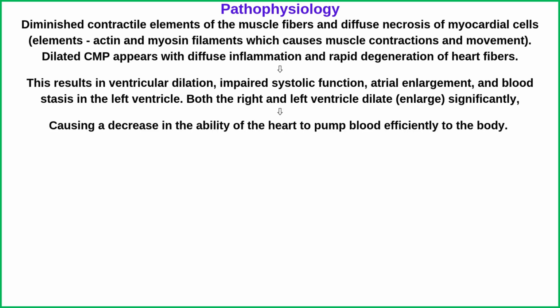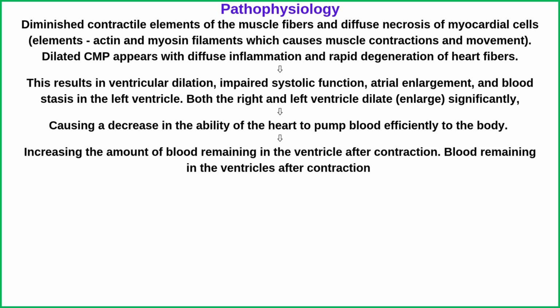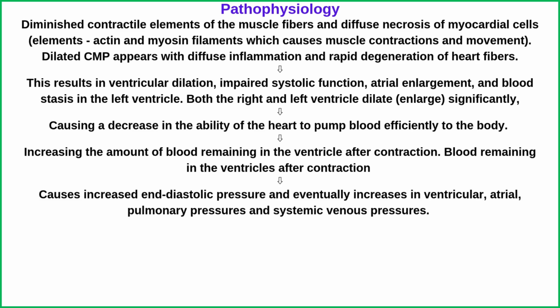efficiently to the body. The structural changes decrease the amount of blood ejected from the ventricle with the systole, and less blood is then able to enter the ventricle during diastole, increasing the amount of blood remaining in the ventricle after contraction. Blood remaining in the ventricles after contraction causes increased end diastolic pressure and eventually increases in ventricular, atrial, pulmonary pressure and systemic venous pressures.